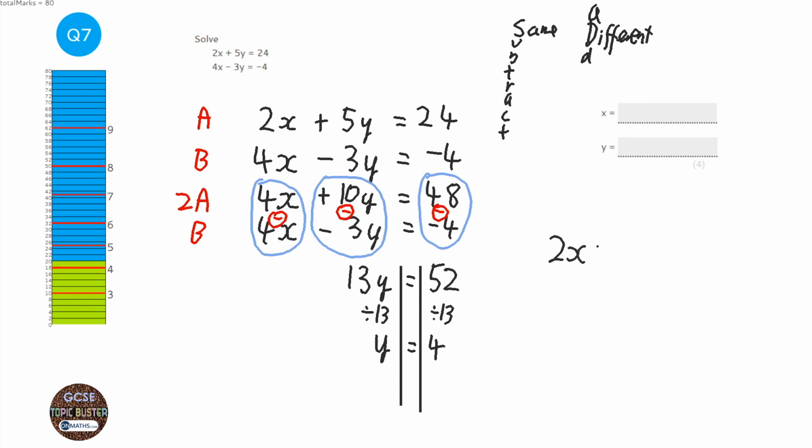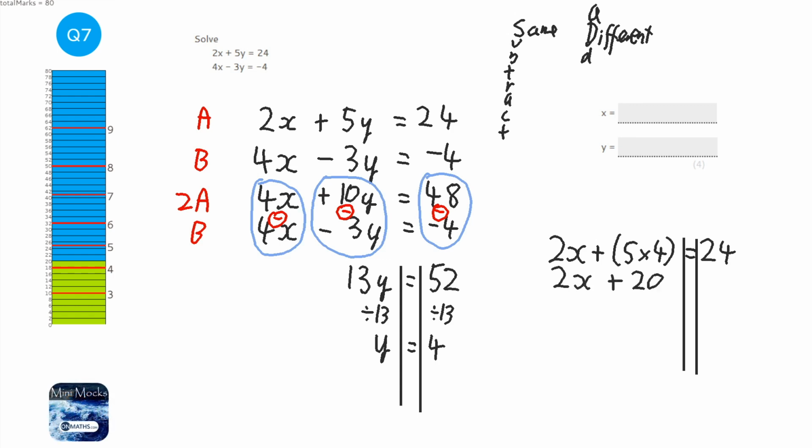So 2x plus 5 times 4, because we know that y is 4, equals 24. And again, put my lines in. So it's 2x plus 20 equals 24. Take away 20 from both sides. 2x equals 4. Divide both sides by 2. Extend my lines a little bit. And x equals 2.